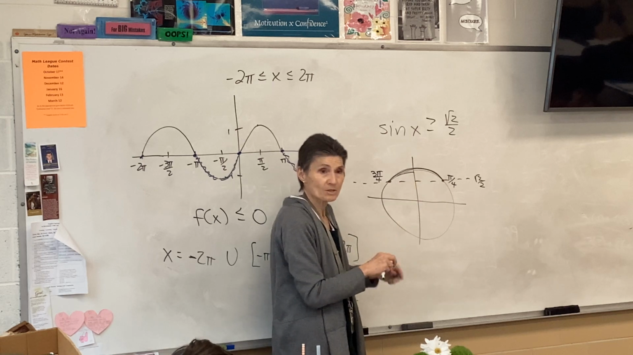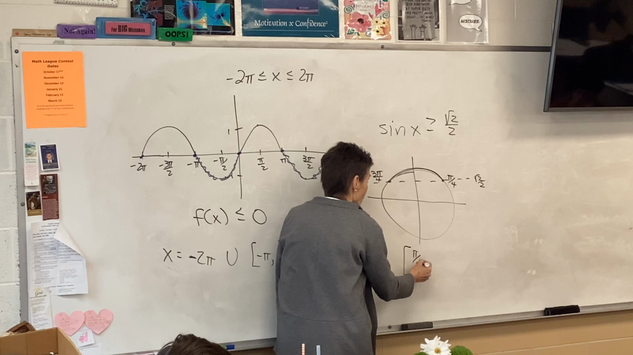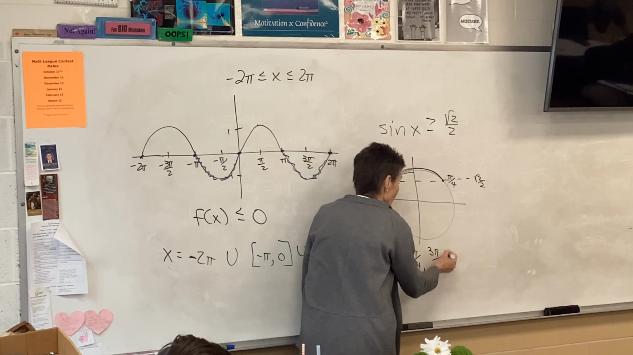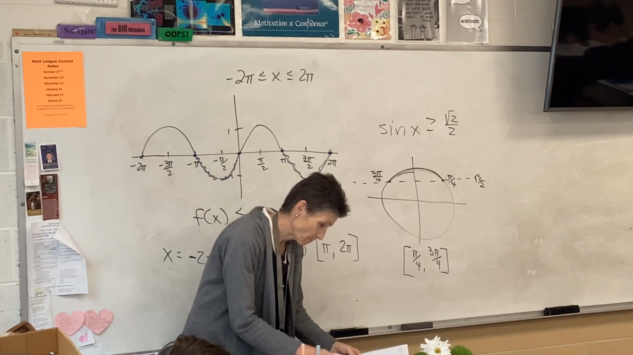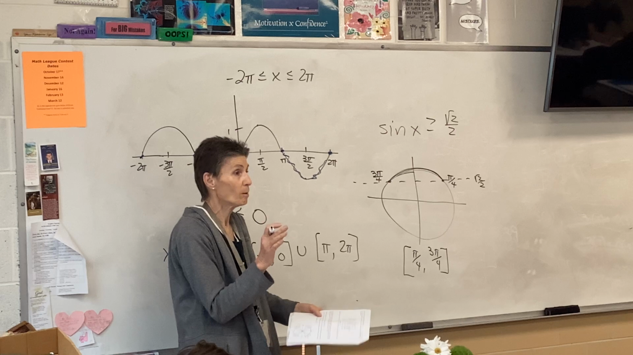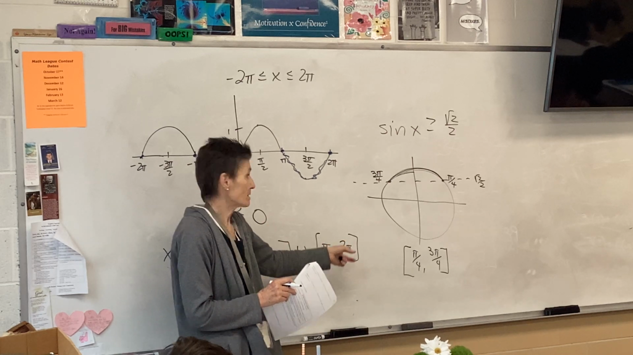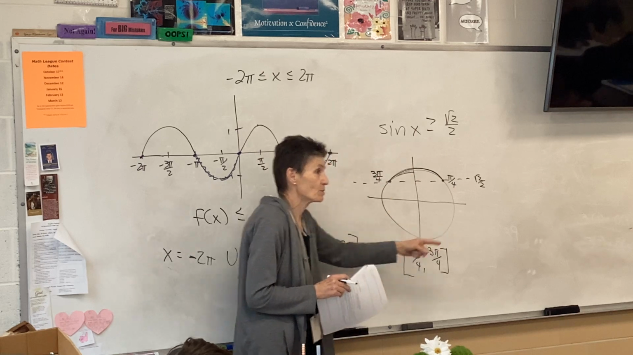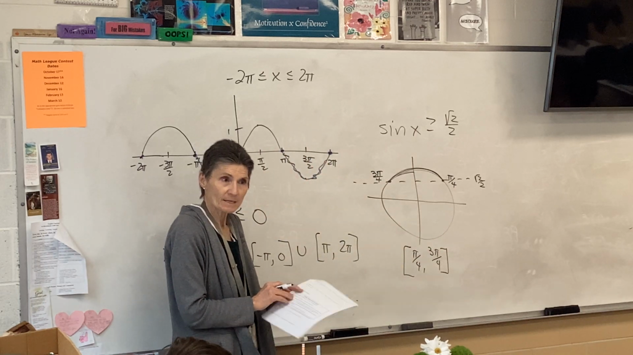So what is the answer? Pi over 4 to 3 pi over 4? Now I need to check my directions. Oh, this time I am only going from 0 to 2 pi, so I'm done, because that is 0 to 2 pi, once around the circle. That seems pretty easy, doesn't it?